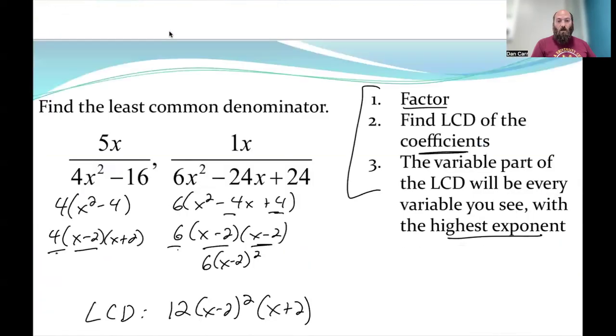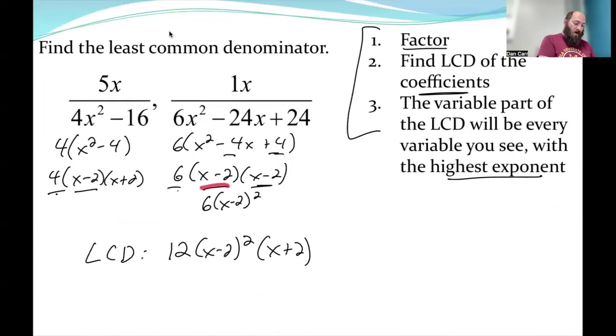But with this one, keep in mind that if I'm multiplying x minus 2 by itself, that's the same as x minus 2 squared. So technically, that's my highest exponent. So that's why I include that one.